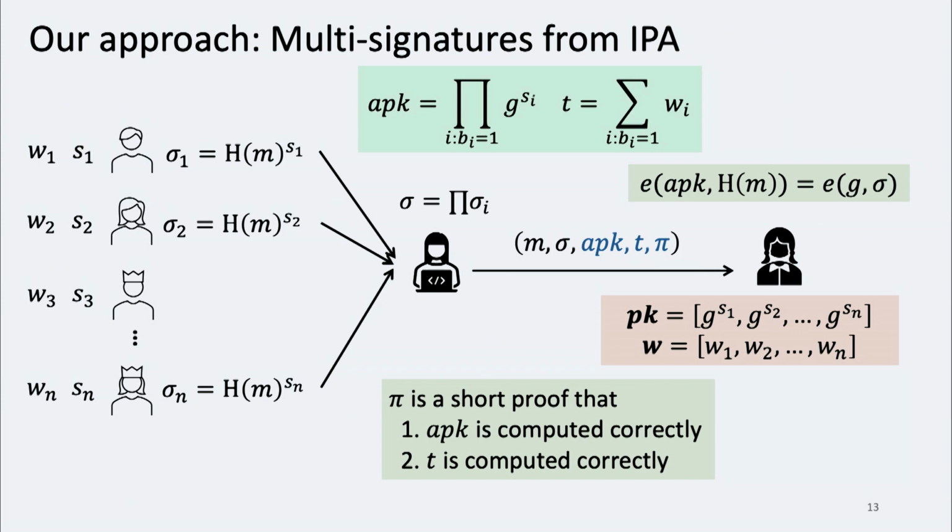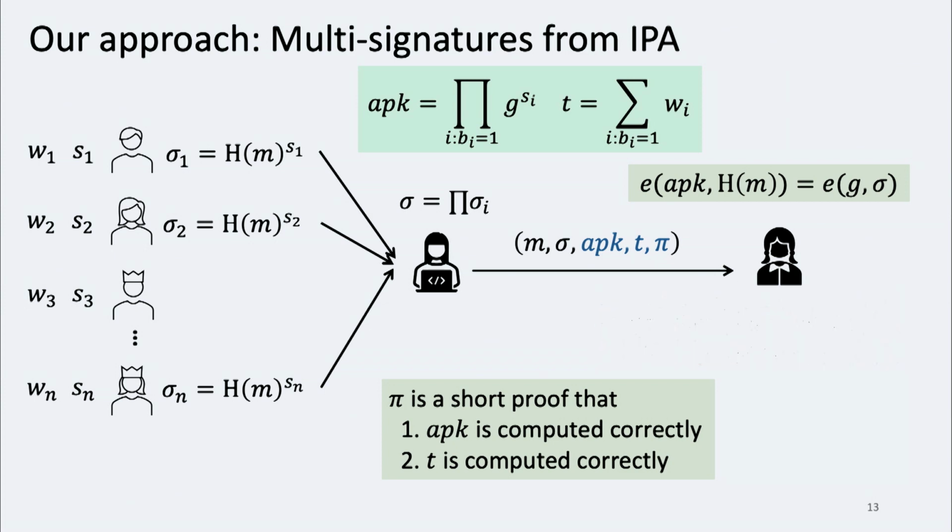Now, in order to verify this proof, the verifier also no longer has to keep these two long vectors. It just needs two succinct representations, what we call commitments, to these two vectors, and it can verify this proof efficiently. So this is our basic idea.